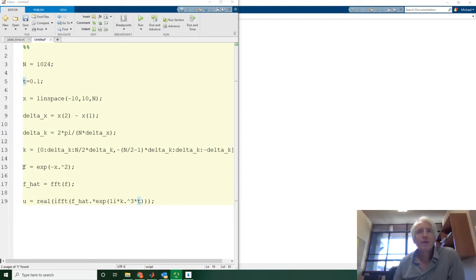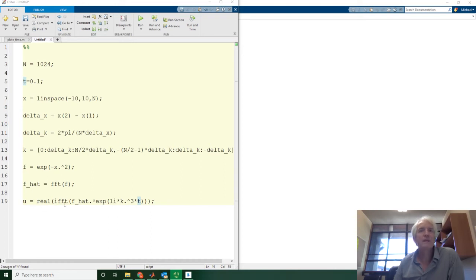And then here's my initial condition, f of x is equal to e to the minus x squared. So now I want to calculate the solution at some time later. All I do is Fourier transform f, then multiply that Fourier transform by e to the ik cubed times t, and then inverse Fourier transform.